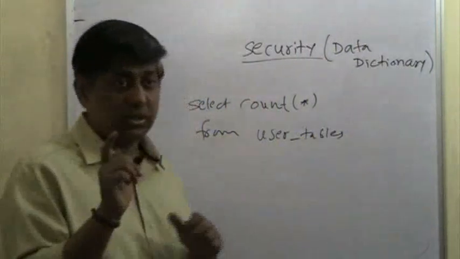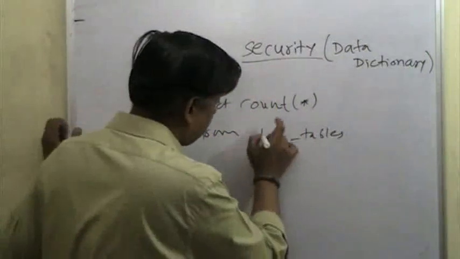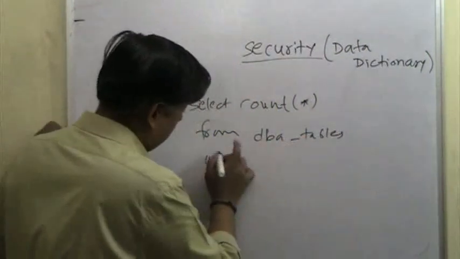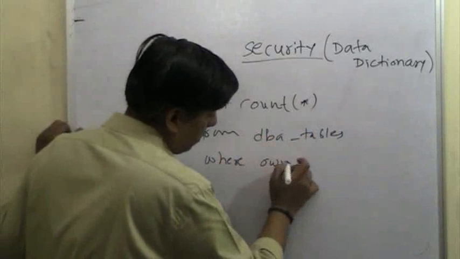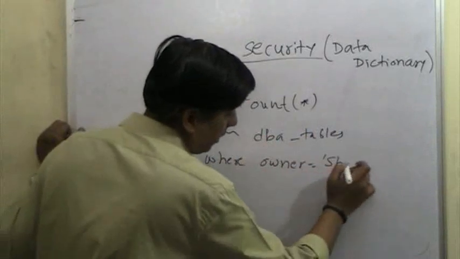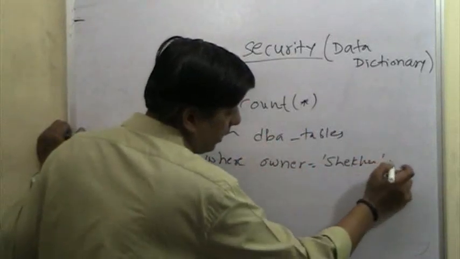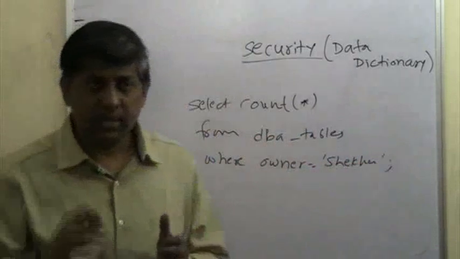So you have two choices. Number one is DBA_TABLES where owner is equal to Shekhar. Correct? This is absolutely correct. Is there any other way? Yes, there is another way.